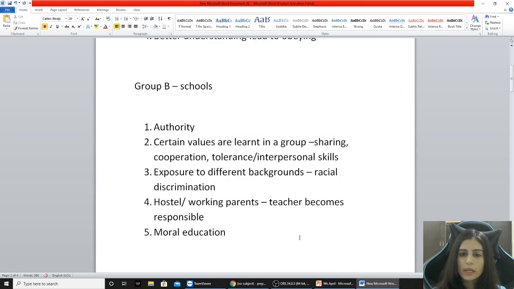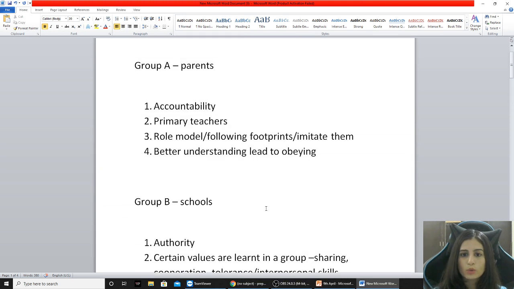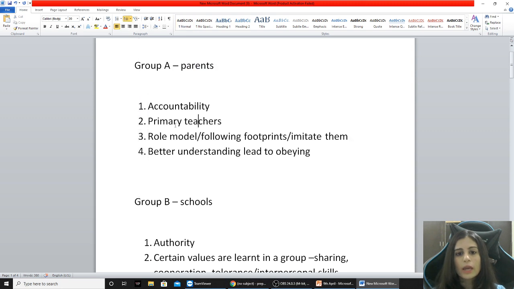Now we have already brainstormed yesterday, so we'll be just quickly having a look at it. So the ones who support parents would say that parents have more accountability on the child right from the beginning. Okay, and they're also the primary teachers or the first teachers for every child is their parents, and also their house is the first school for every child.